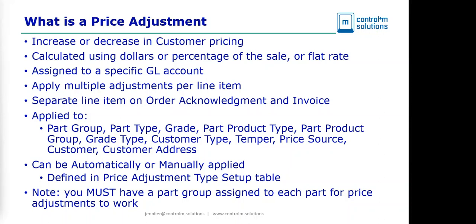Price adjustments can be assigned by different criteria, such as part group, part type, grade, customer, and others as noted on this slide, and we will review some of those through our presentation. They can be manually applied or automatically applied depending on your setup, and your part will require a part group assigned to the part record in order for the price adjustments to work.